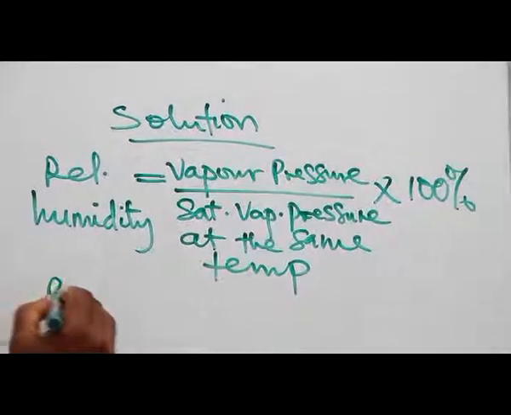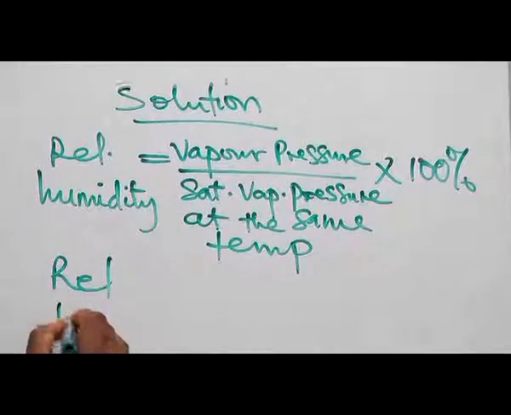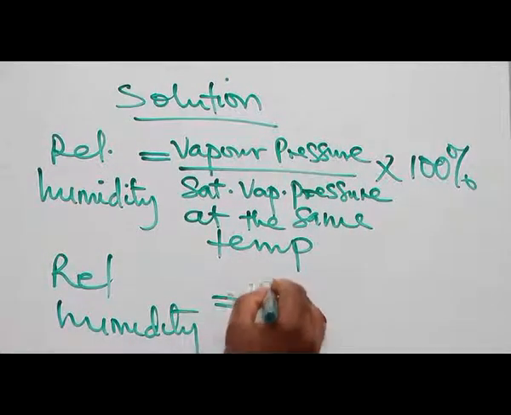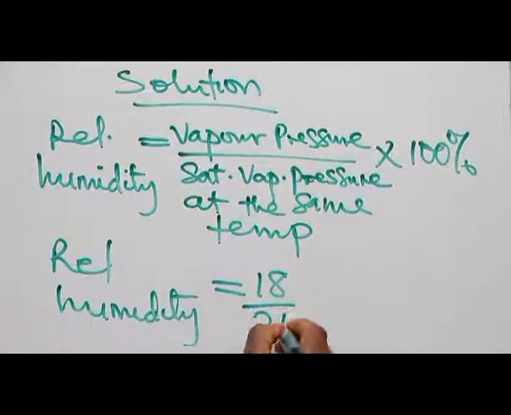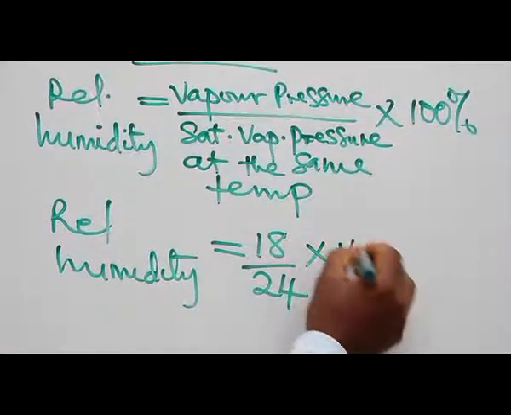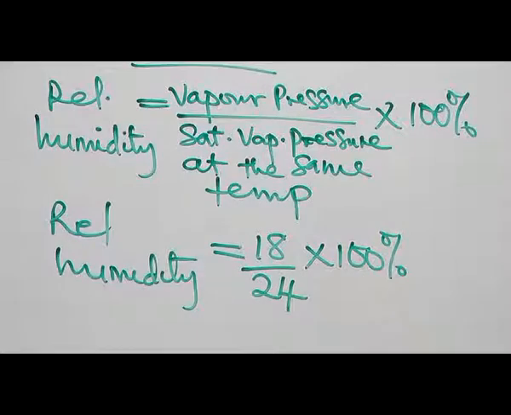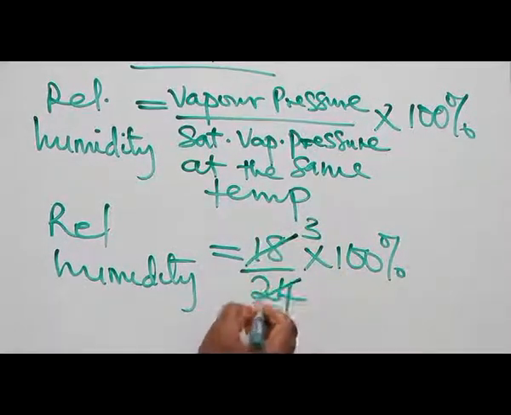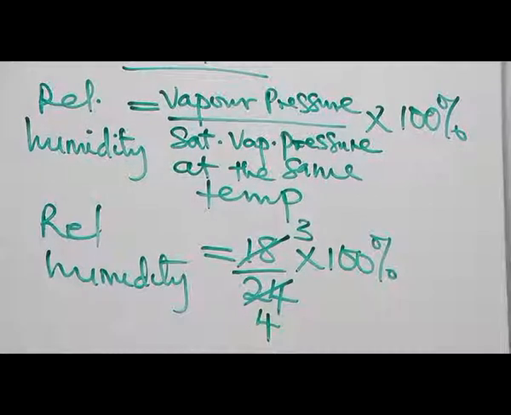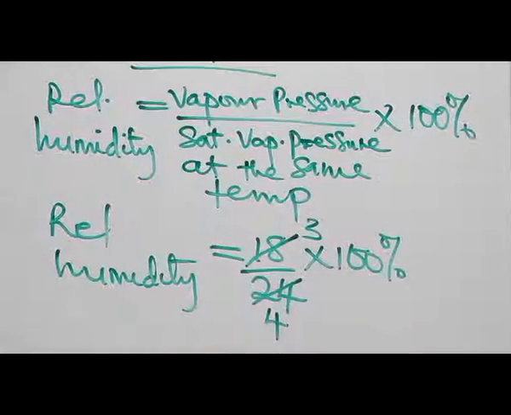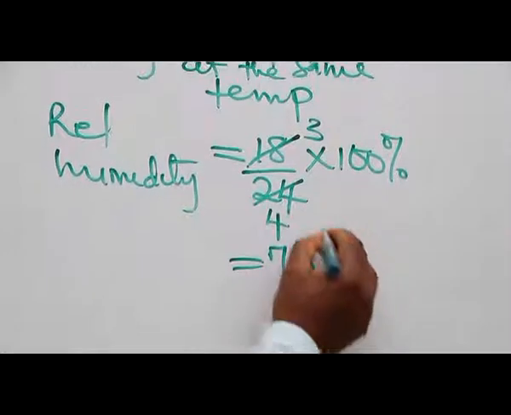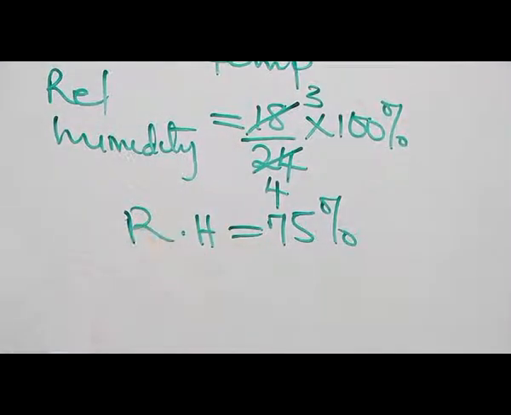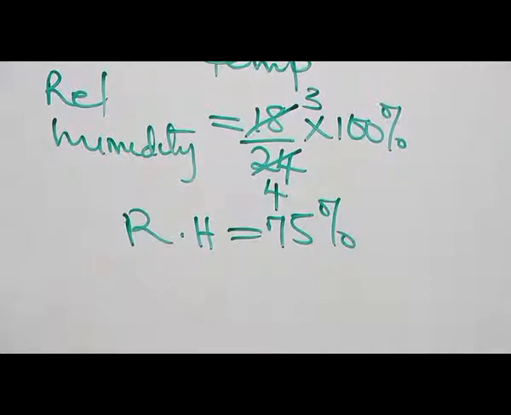So relative humidity will now give us 18 divided by 24 times 100%. 6 here will give us 3, 6 here 4. 300 divided by 4 will give us 75%. By this calculation, option C is correct.